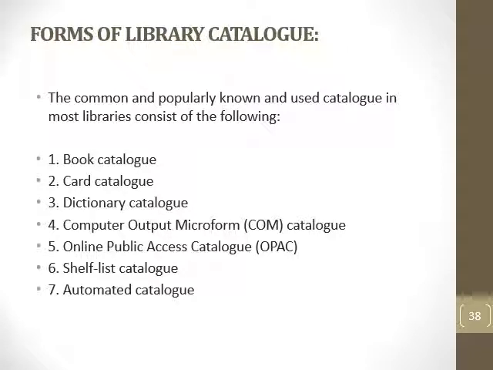We have different forms of library catalog, and the common and popular ones known and used in most libraries consist of the following. 1. Book catalog, which comes in the form of a book. 2. Card catalog, which is in the form of cards and is always seen in the library in a cabinet. Then we have dictionary catalog. Then we have computer output microform catalog. Then we have online public access catalog, which is called OPAC, which is widely used because it is automated. It is a computer system which can be shared by many libraries. Then we have shelf list catalog, and then we have automated catalog.